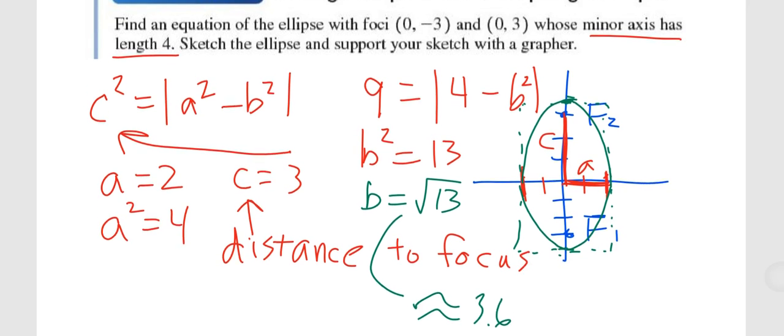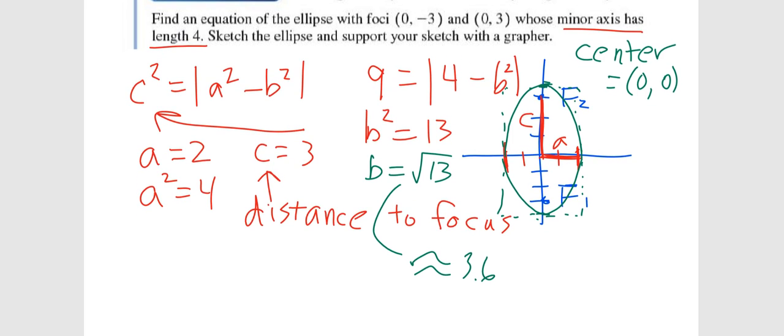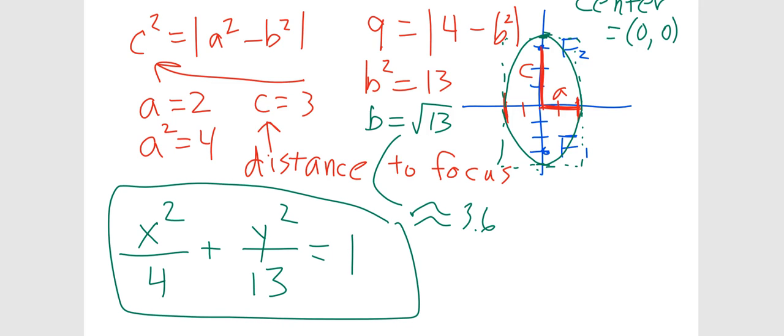Write me the equation. Oh, by the way, what is the center of this? We should have identified that a while back. The center is 0, 0. Okay, write your equation. I'll give you about 30 seconds to do that since you've got all the pieces you need. x squared over what? 4 plus y squared over what? 13 equals 1. See, we had all the pieces we needed.